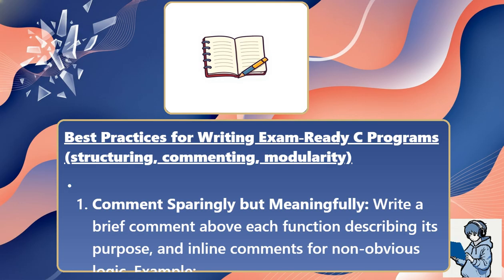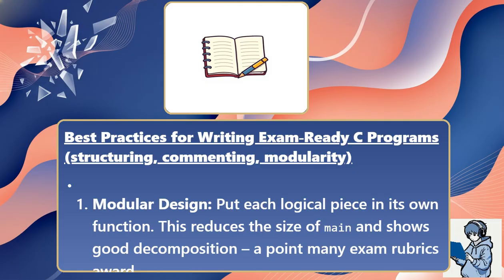2. Comment sparingly but meaningfully: write a brief comment above each function describing its purpose, and inline comments for non-obvious logic. Example: // compute the discriminant of a x squared plus bx plus c, double discriminant(double a, double b, double c) { return b * b - 4 * a * c; } 3. Modular design: put each logical piece in its own function. This reduces the size of main and shows good decomposition, a point many exam rubrics award.